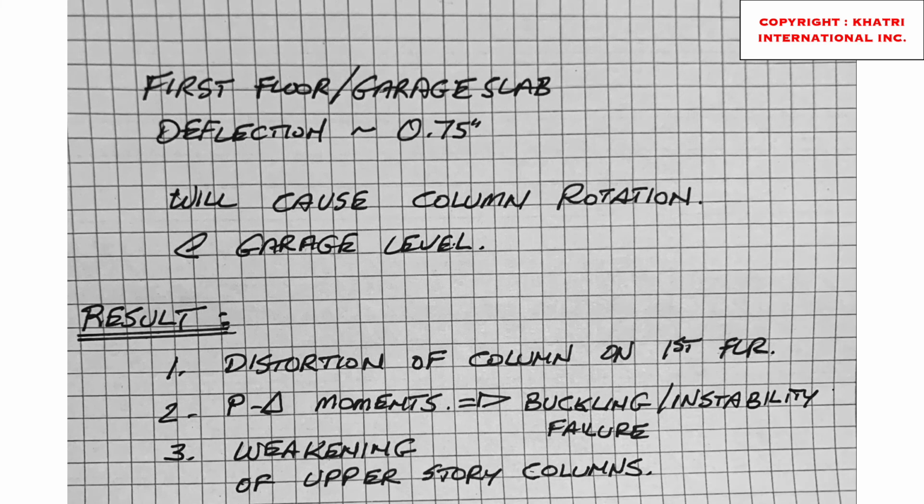And so if we were to have even modest deflections, it will cause column rotation at the garage level. It will cause distortion of the column on the first floor. It will aggravate P-delta moments, which potentially lead to buckling and instability failure, and it will be weakening the upper story columns. Now, the mathematical equation of how much deflection relates to the upper story columns gets rather detailed, and I am looking at that right now. I will produce some analysis on that and share that with you in the coming weeks.